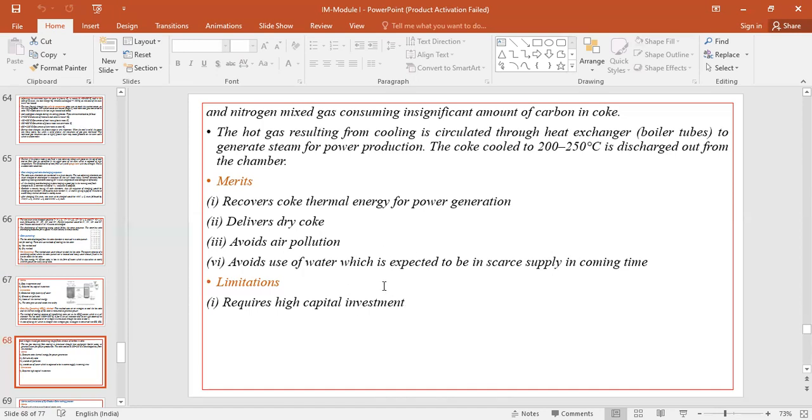But the biggest disadvantage, or the one limitation, is that it is comparatively a little costly process.